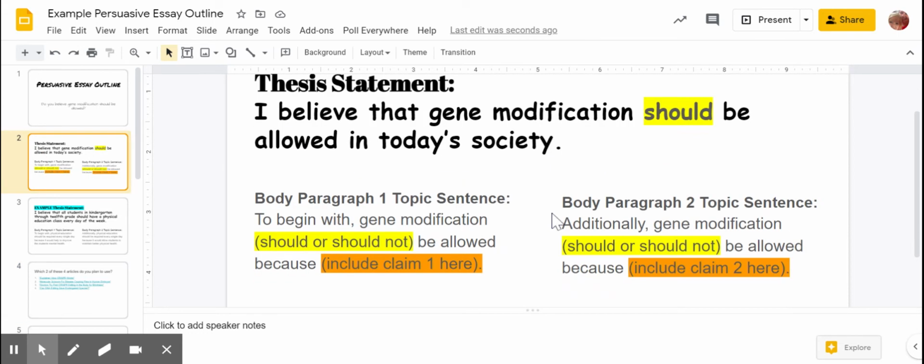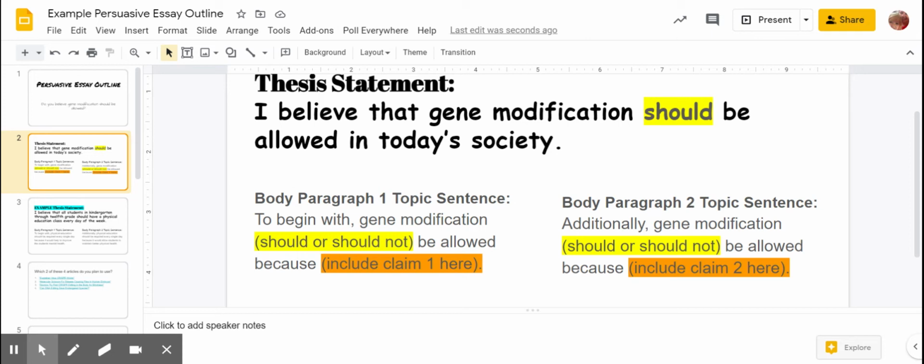All right, so what does this all look like? So once you've done your thesis statement, then you look down below. To begin with, gene modification, should or should not, you make that match your guy up here, be allowed because, and then you put your claim in, your reason why. And then you put your second reason in on the topic sentence 2 here on the right-hand side. So you need 2 reasons why.